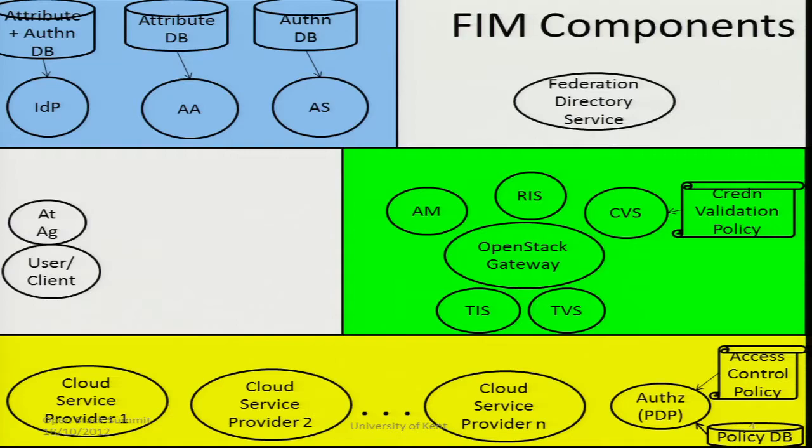AM is the attribute mapping service. Why do we need an attribute mapping service? Well, down at the bottom, we have all our cloud services. Those cloud services are role-based, and they have roles that give permissions to perform particular actions. Now, those cloud services will have a limited set of roles.